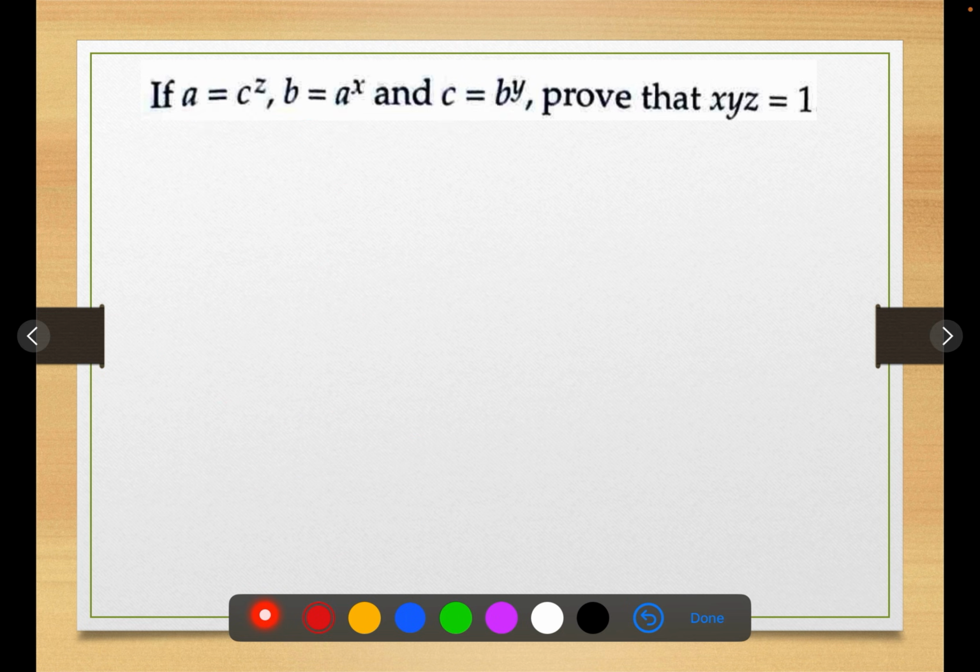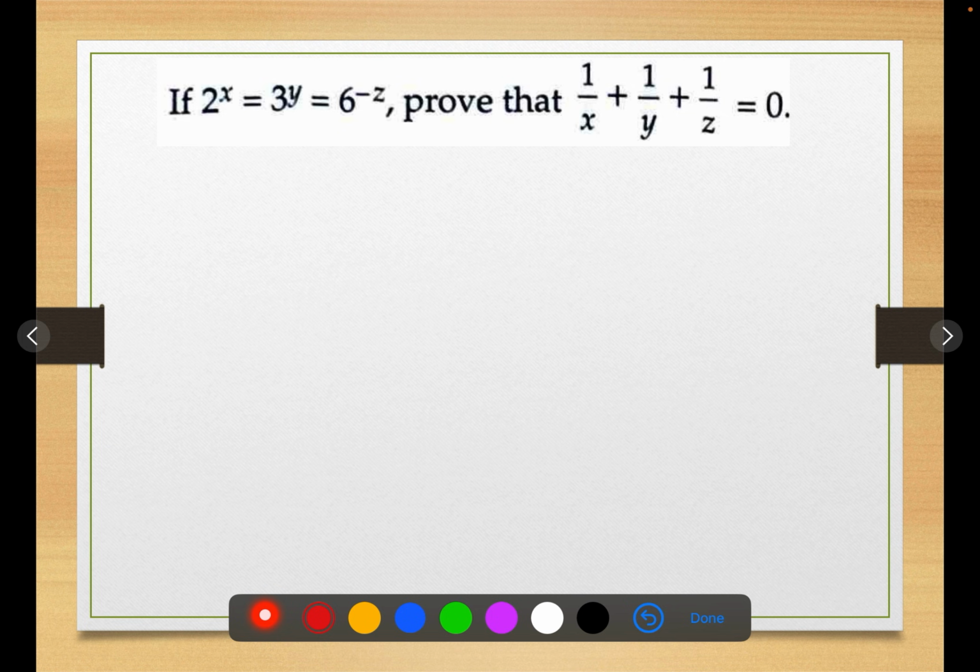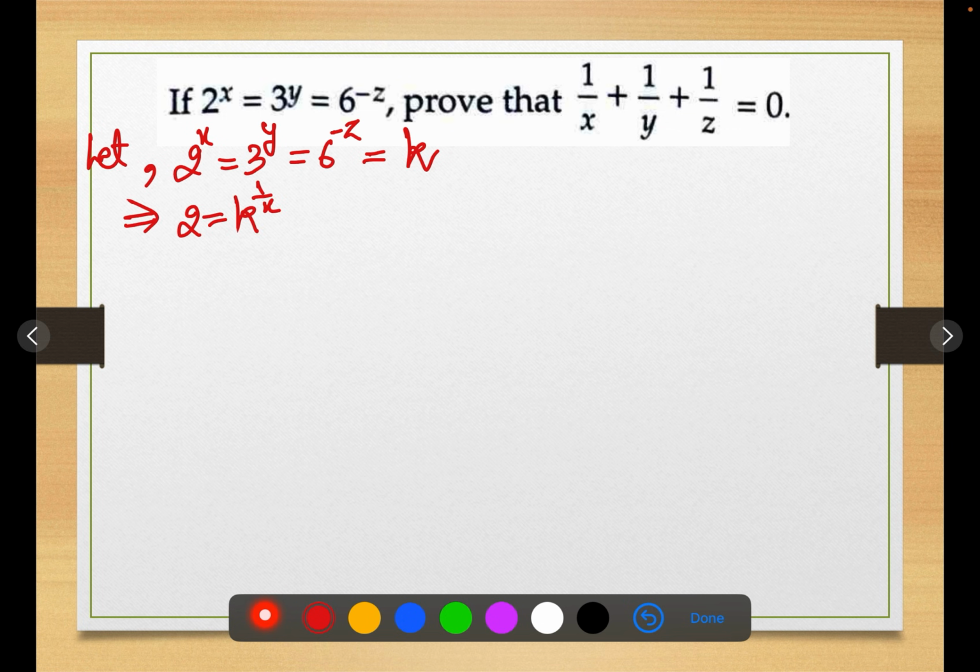Question is easy. So let's start with this question. Here I can see 2 to the power x, 3 to the power y, 6 to the power minus z, they all are equal. So whenever I have such a question, what I do is, I will take all of them. Let all of them be equal to k. So what does that give me? 2 is equal to k to the power 1 upon x. 3 is equal to k to the power 1 upon y. 6 is equal to k to the power minus 1 upon z.